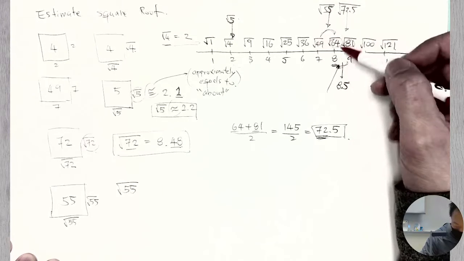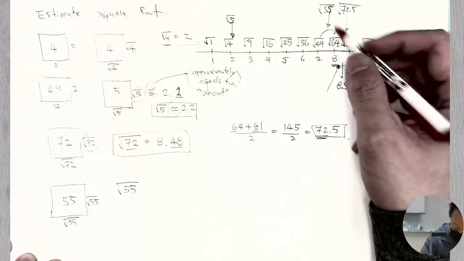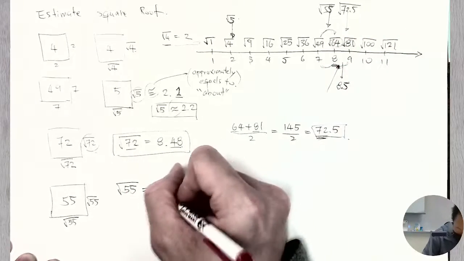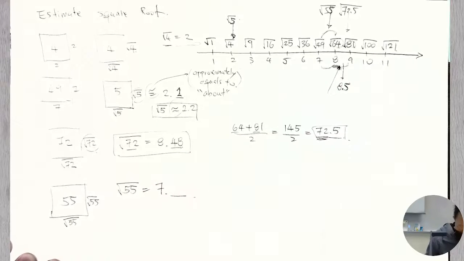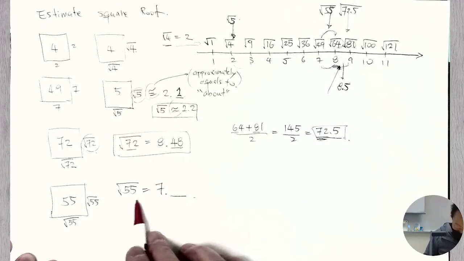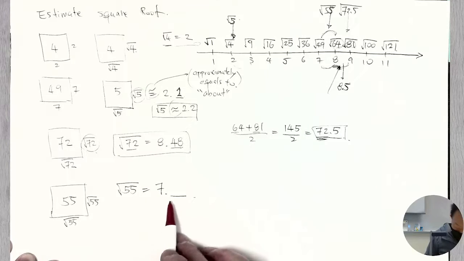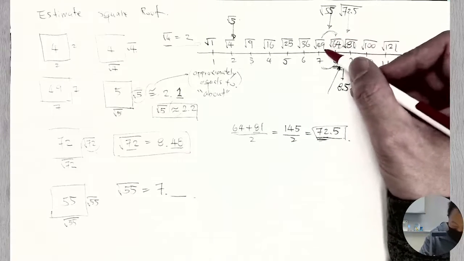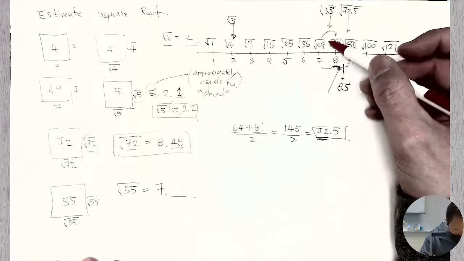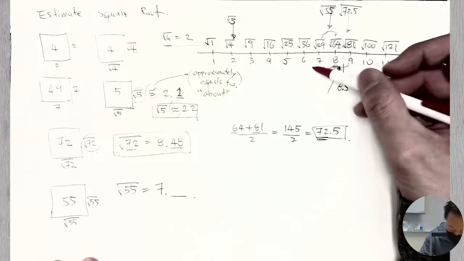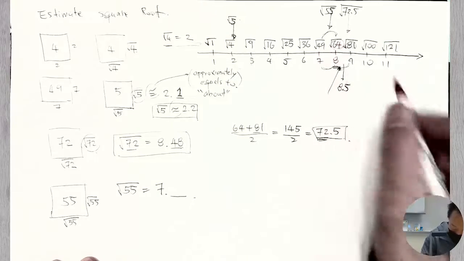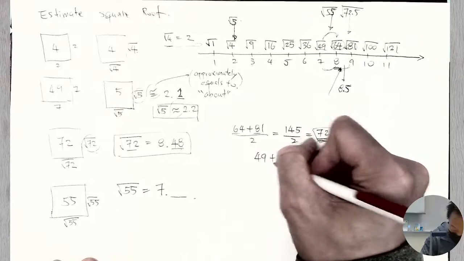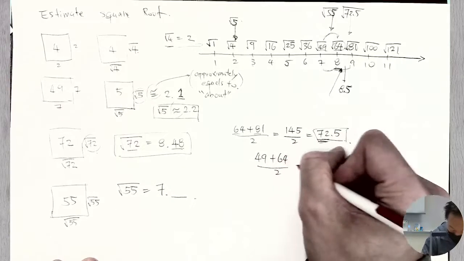Okay, double check this. Does it work? Of course it does. So this would be in between 7 and 8. It's going to be 7 point something. Now 55 looks like it's leaning towards where? I'm going to say it's leaning towards 7, but to know for sure, let's take an average of these two numbers: 49 and 64, divided by 2.